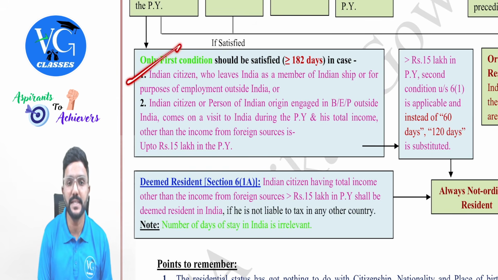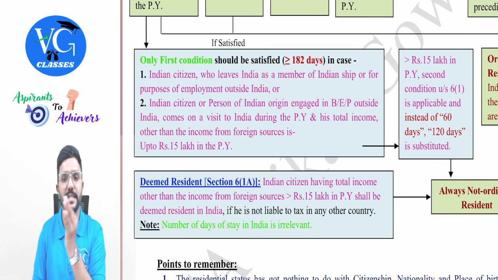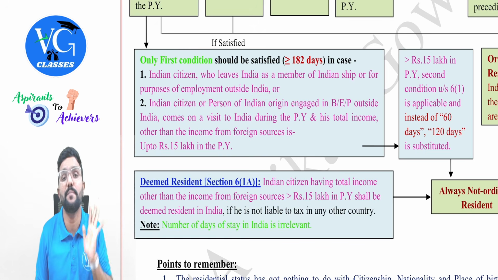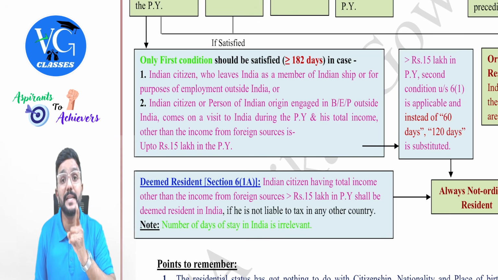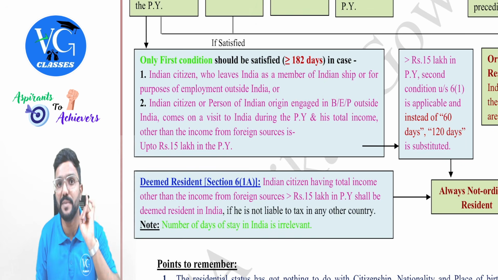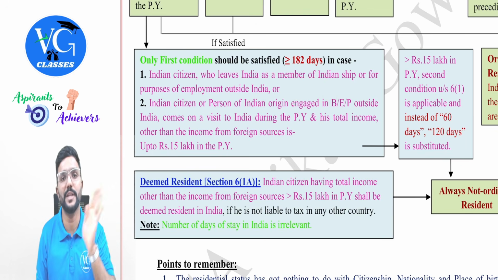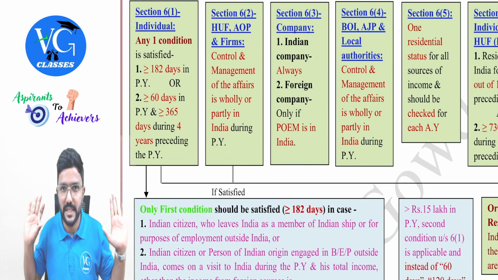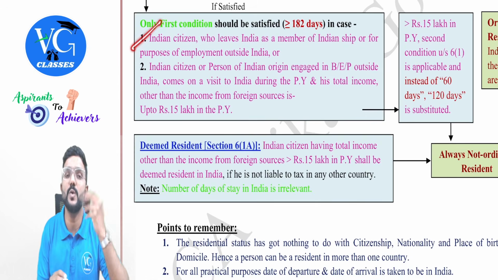First one, Indian citizen who leaves India as a member of Indian ship, that is crew member, or for the purposes of employment outside India. So an individual who is an Indian citizen who is leaving India as a member of Indian ship or for the purpose of employment outside India, when are they leaving it? During the previous year. In that case, irrespective of their income, how much is their Indian income and all? Do we check it? No, guys. Here, the Indian income is irrelevant. Please be careful. Whether it is less than 15 lakh or more than 15 lakh, for them, only the first condition is applicable. That's all. Is that clear? Yes.